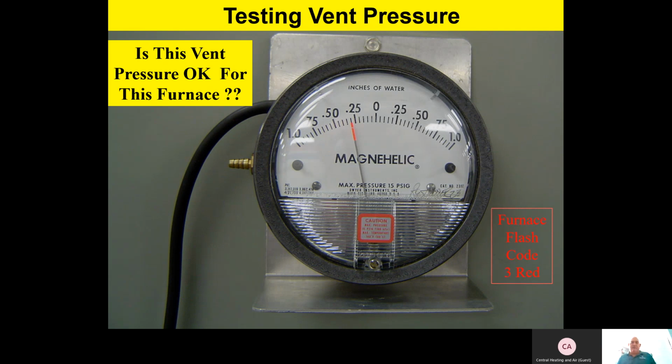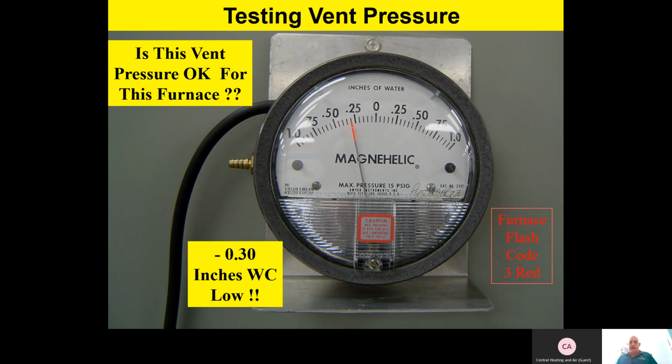In our final example, we see that for some reason we're not closing that pressure switch like we're supposed to. Now there's lots of reasons. In our example, we only have 0.3 inches of water column and the vent pressure is low. One of the things we're also going to notice on the furnace is a 3 flash code, because a 3 flash means that the pressure switch is supposed to be closed, but it's open.